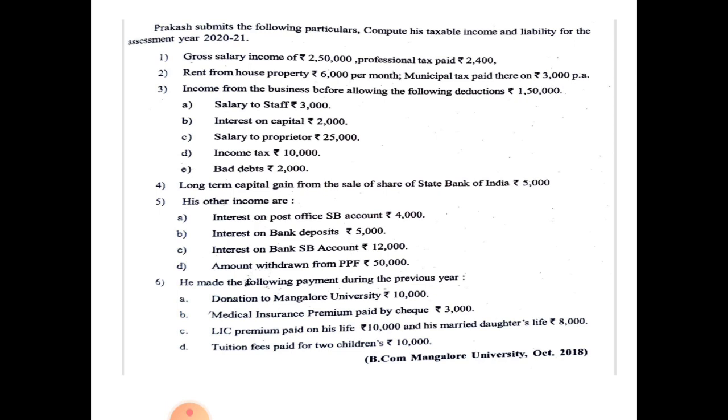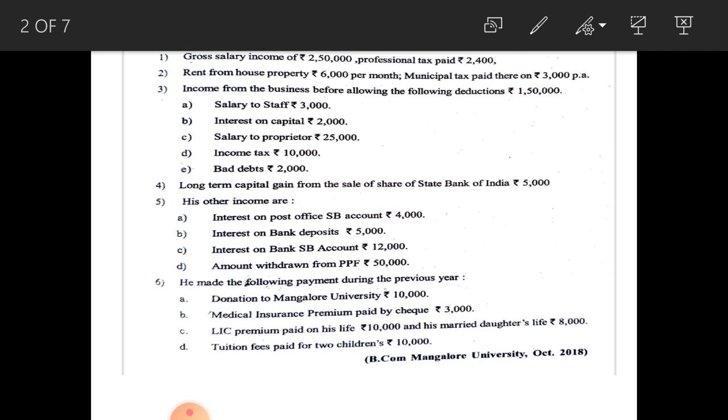Gross salary income rupees 2,50,000, professional tax paid rupees 2,400. Here, income from salary is not directly given, but information is available. Gross salary 2,50,000. From this, you have to deduct two items. First one, professional tax paid by him, rupees 2,400, given in the problem. That amount you have to deduct from gross salary. And one more item is standard deduction rupees 50,000. That you have to deduct from gross salary.